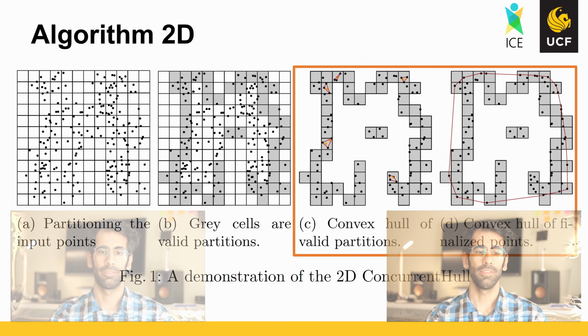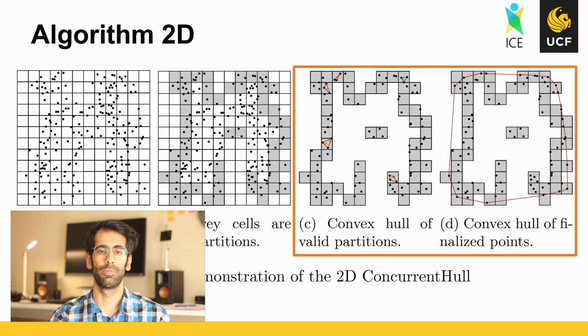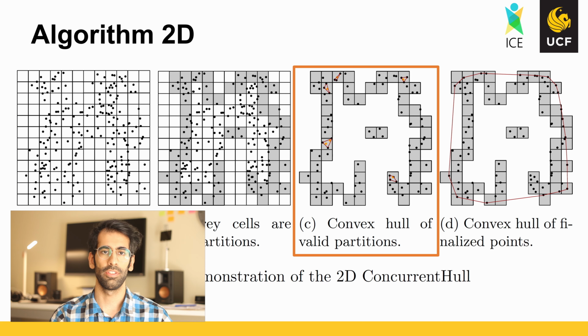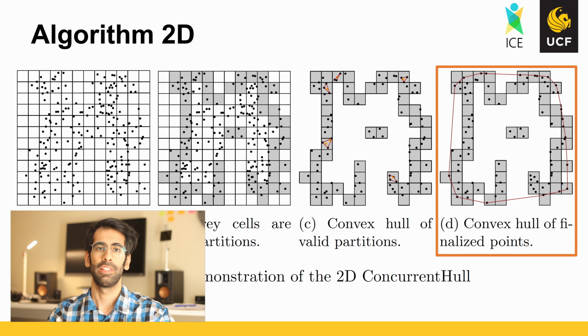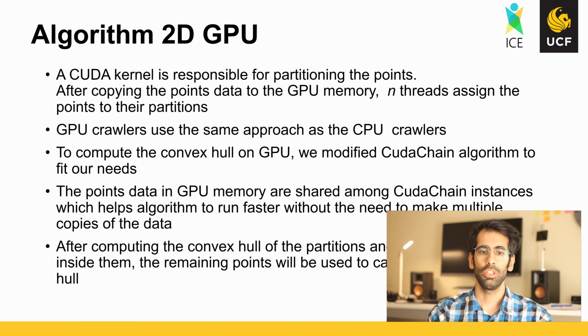For the next half, after finding the valid partitions, we find the convex hulls for each partition independently in parallel, and then we will remove all the points that are inside those convex hulls, and we will run the convex hull algorithm for the remaining points, and we will have our final result. For the GPU part, it's going to be the same as the CPU algorithm.